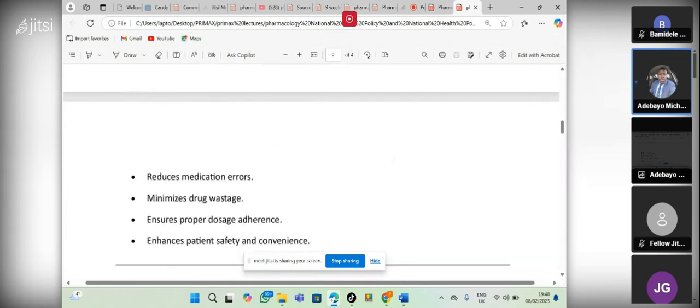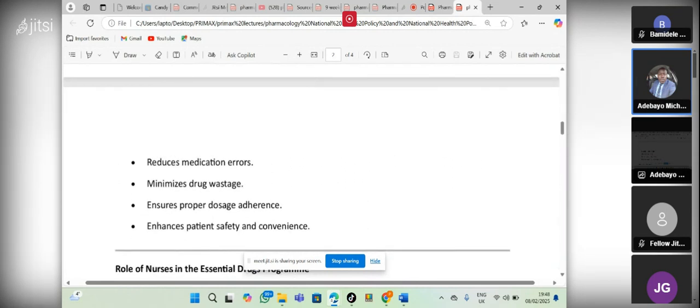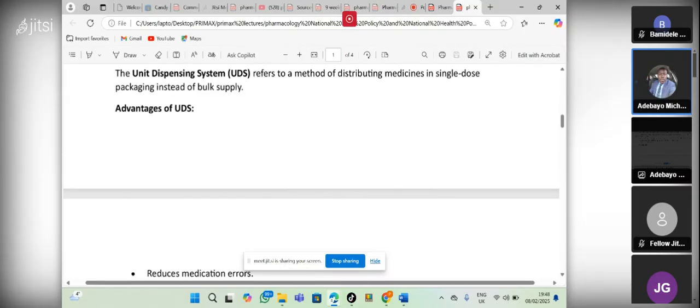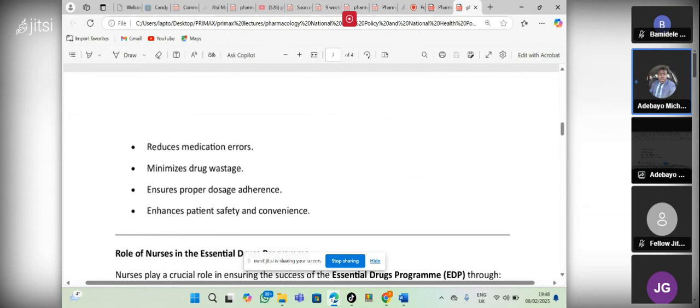So the advantage is it reduces medication error. Just like we said before, those inside sachets are better. It's very hard for someone to mix them up, because you can still see the label, and you can read about the drug before you start taking it. Unlike those already counted inside ziploc, where most of the time you don't see the name, you just see the color. It's the yellow drug, it's the white drug, and all of that. But this unit dispensing system helps to reduce medication error.